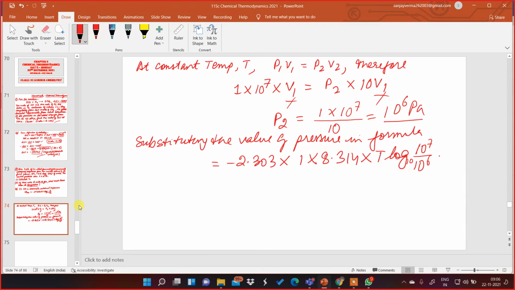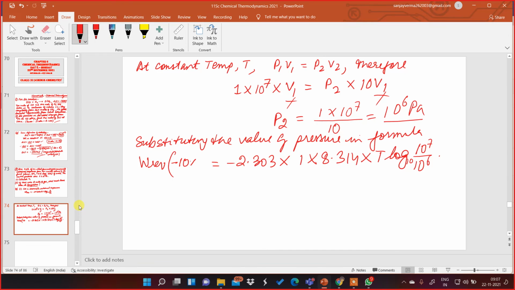Now the amount of work done is how much? This is work done. This value is 10 kilojoules. Convert the 10 kilojoules into joules. So we write minus, because over here the gas is undergoing expansion. The gas is doing work. So there is a minus value over there.